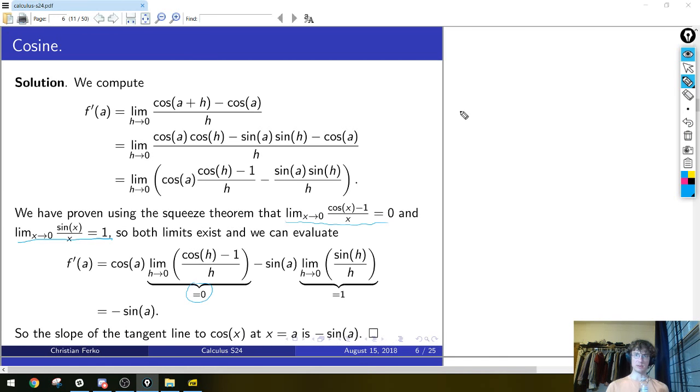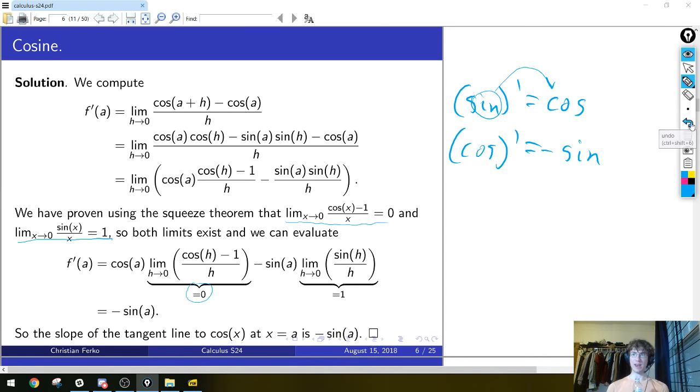Minus sine of a. So let me just emphasize this. The derivative of sine is cosine, positive. The derivative of cosine is minus sine. So they are asymmetric. When you differentiate cosine, you get a minus sign in front of the sine function. When you differentiate sine, you do not get a minus sign, you just get cosine. So the slope of the tangent line to the graph of cosine x at a point x equals a is minus the sine of that same x value a.